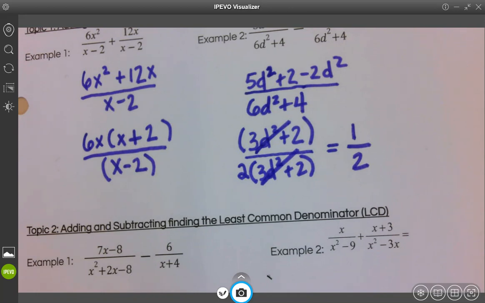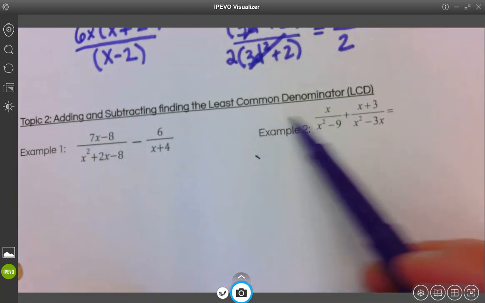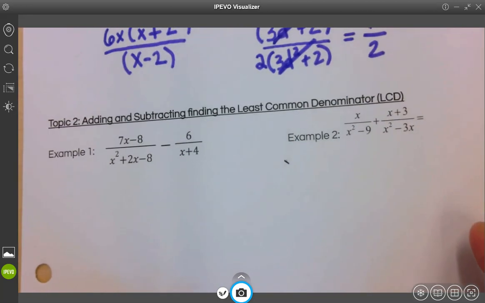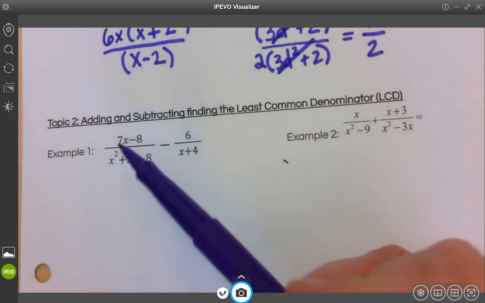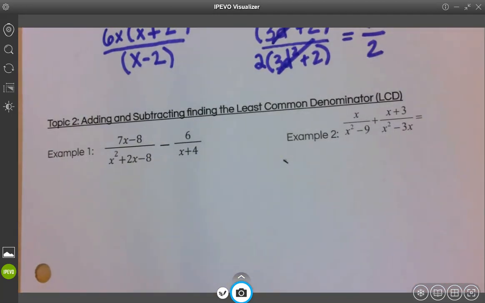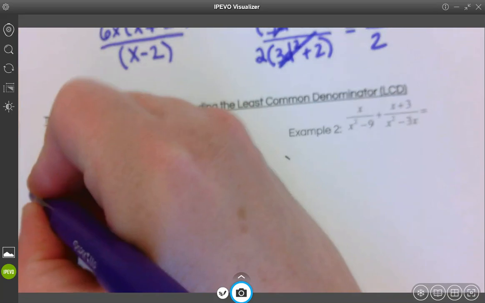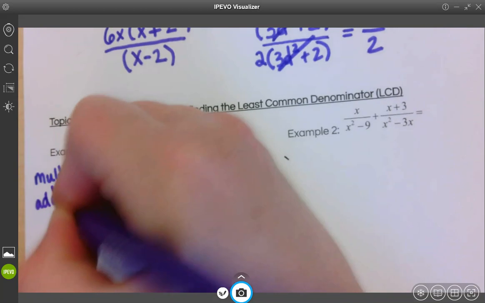We have some problems now with not a common denominator. Adding and subtracting, finding the least common denominator. So this is kind of like problem 2 and problem 4 from the warm-up, where we had to find a common denominator. All right, the first thing we want to do in a problem is see if anything can be factored. 7x minus 8, is there anything to factor out of that? No. All right, so let's look at that denominator. It's this one right here. I'm looking for the numbers that multiply to make -8 and add to make 2.